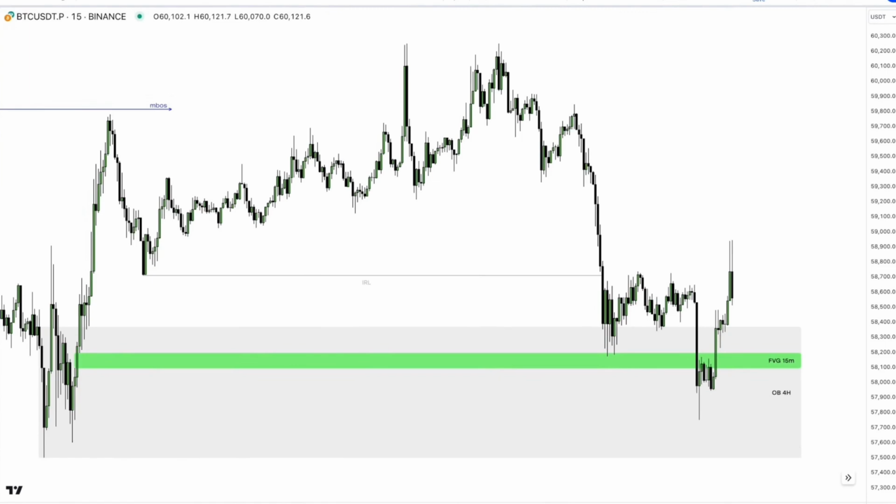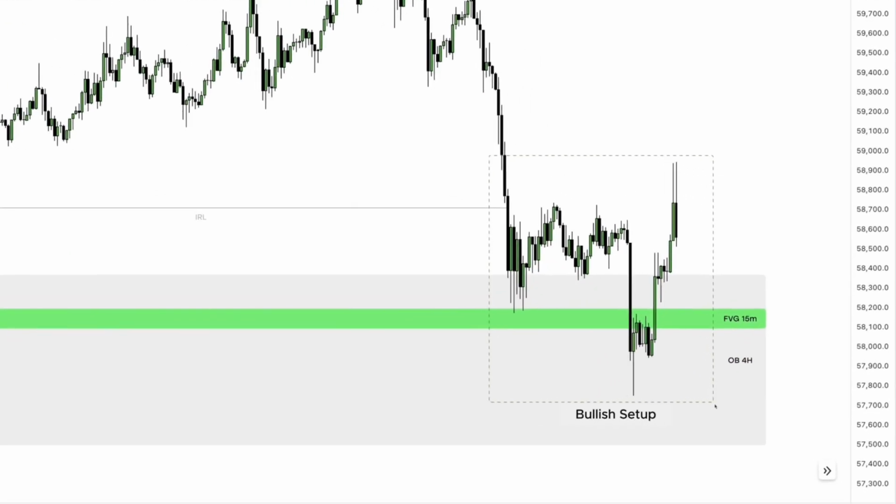Here, we see a successful test of the order block and a confirmed bullish setup, which includes a local liquidity sweep on the sell side, a break of structure, and the formation of a new zone of interest, from which we will consider entering a position.